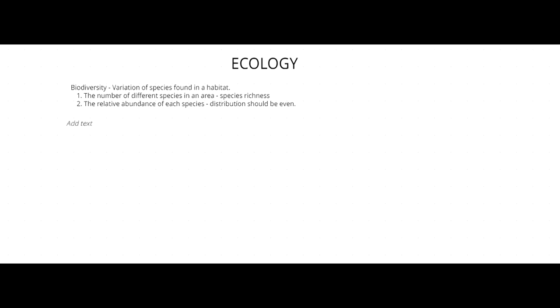Now, the method used to measure the number of organisms in an area is the quadrat method. We use a method known as the quadrat method. Like I said, you are going to study more methods in your A levels, but in your IGCSE, you need to know about the quadrat method. What is the quadrat method?